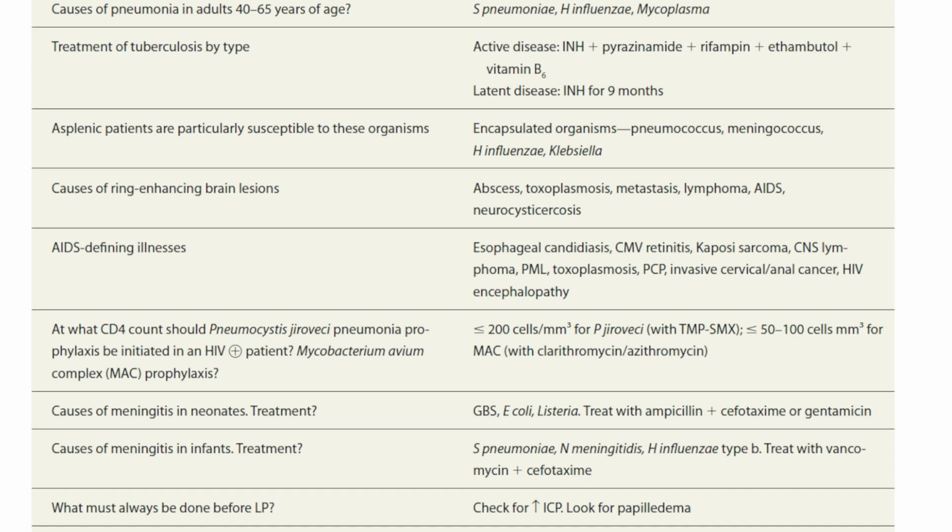So for HIV, we have AIDS-defining illnesses. AIDS-defining illnesses are esophageal candidiasis, cytomegalovirus retinitis, Kaposi sarcoma, central nervous system lymphoma, and PML. Let's see what PML is.